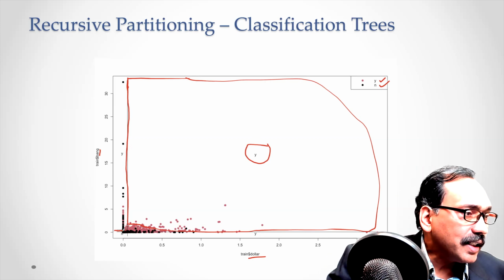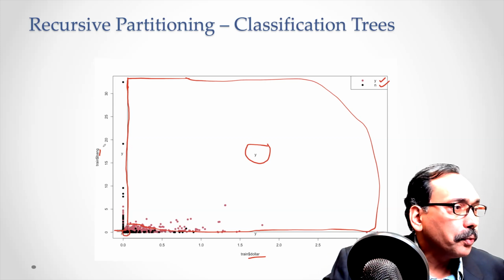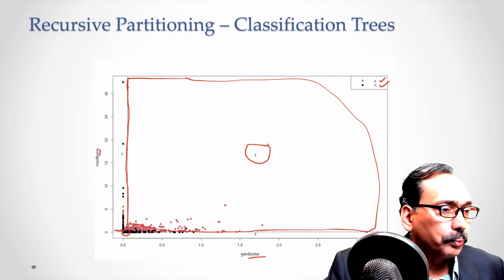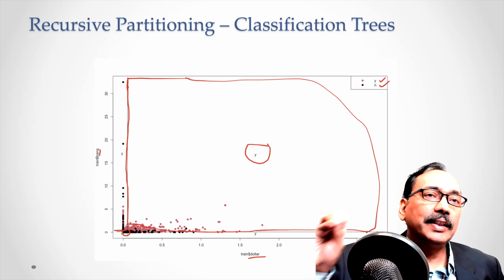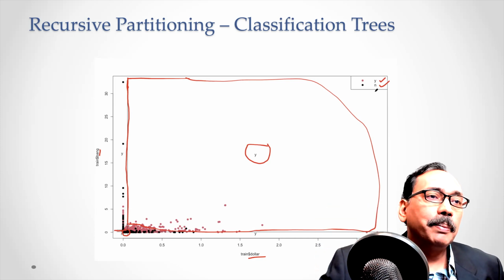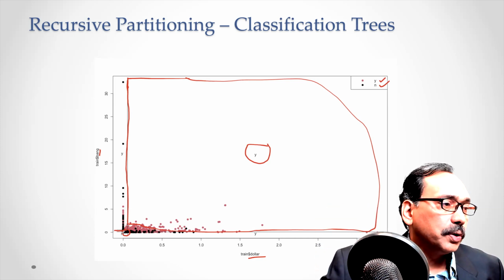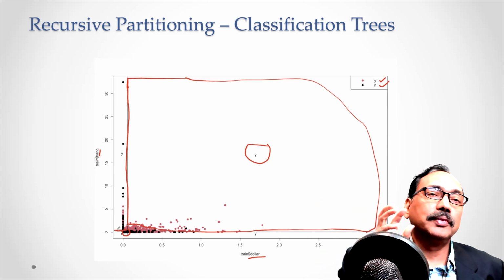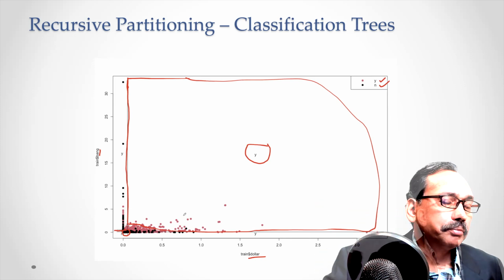Similarly, there is a small box here where the bang values are very low and dollar values are very low, and most of the data points are dark or black, representing no spam. So that has been identified as no spam in your tree.